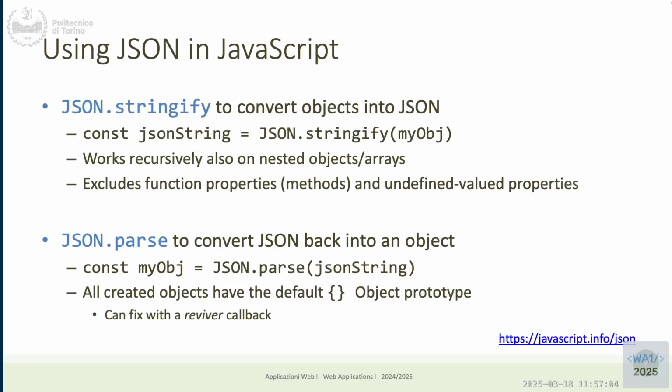JSON.stringify takes a JavaScript object and returns a string that contains the serialized representation of the object. And parse is the other way around. It takes a string as an argument and returns a JavaScript object corresponding to the parsing of that text. So these JSON.stringify and JSON.parse functions are in the standard library, so you can call them both in Node.js and in the browser.